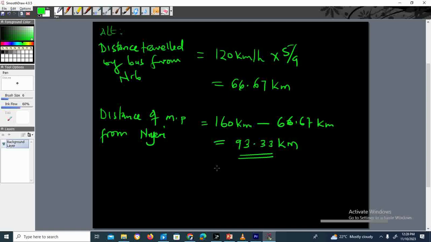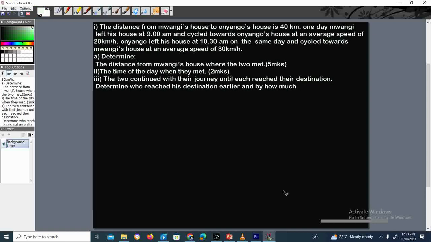Let's look at another example, and probably the last one. This is the question. The distance from Mwangi's house to Onyango's house is 40 kilometers. One day, Mwangi left his house at 9 a.m. and cycled towards Onyango's house at an average speed of 20 kilometers per hour. Onyango left his house at 10:30 a.m. on the same day and cycled towards Mwangi's house at an average speed of 30 kilometers per hour. Determine the distance from Mwangi's house where the two met.